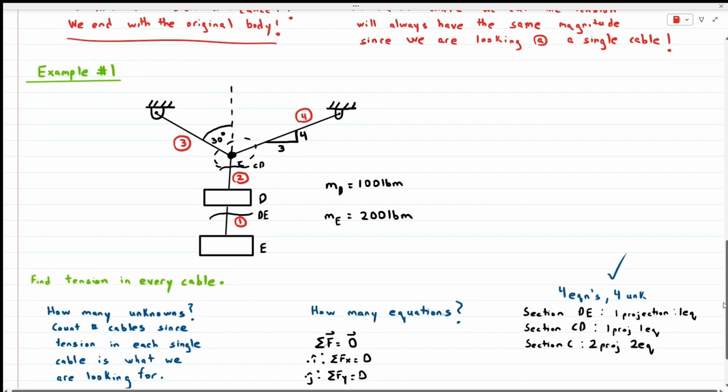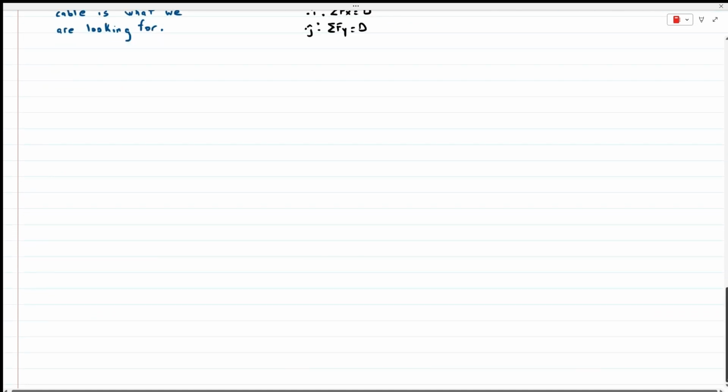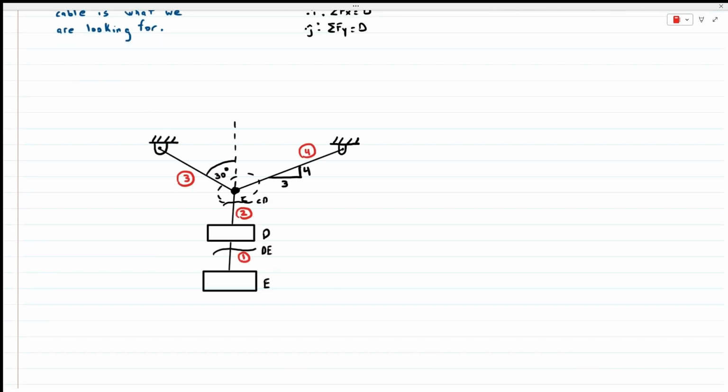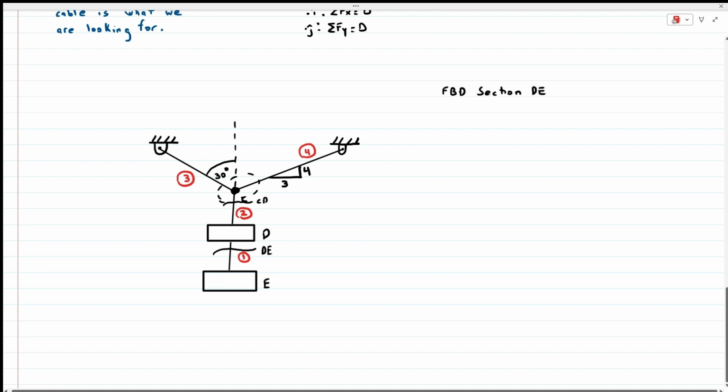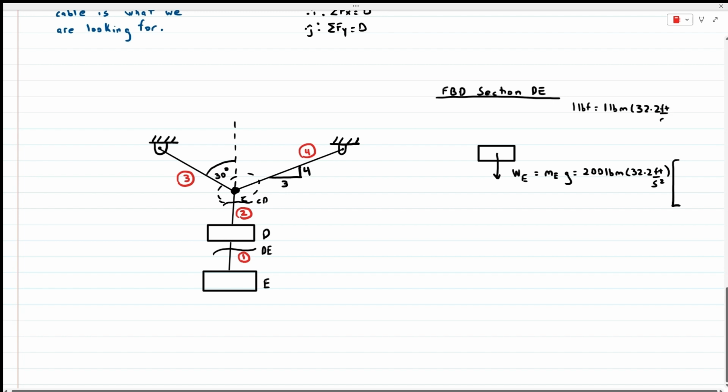With 4 equations and 4 unknowns, we'd be able to solve. Let's copy this diagram. The first thing we're going to draw is the free body diagram of section DE. Now this free body diagram is pretty simple. It just has the weight as an external force and the internal tensile force, which is unknown, inside of the cable. But we can quickly see by inspection or by the sum of the forces in the y direction that that tension in the cable is going to be equal to the weight.